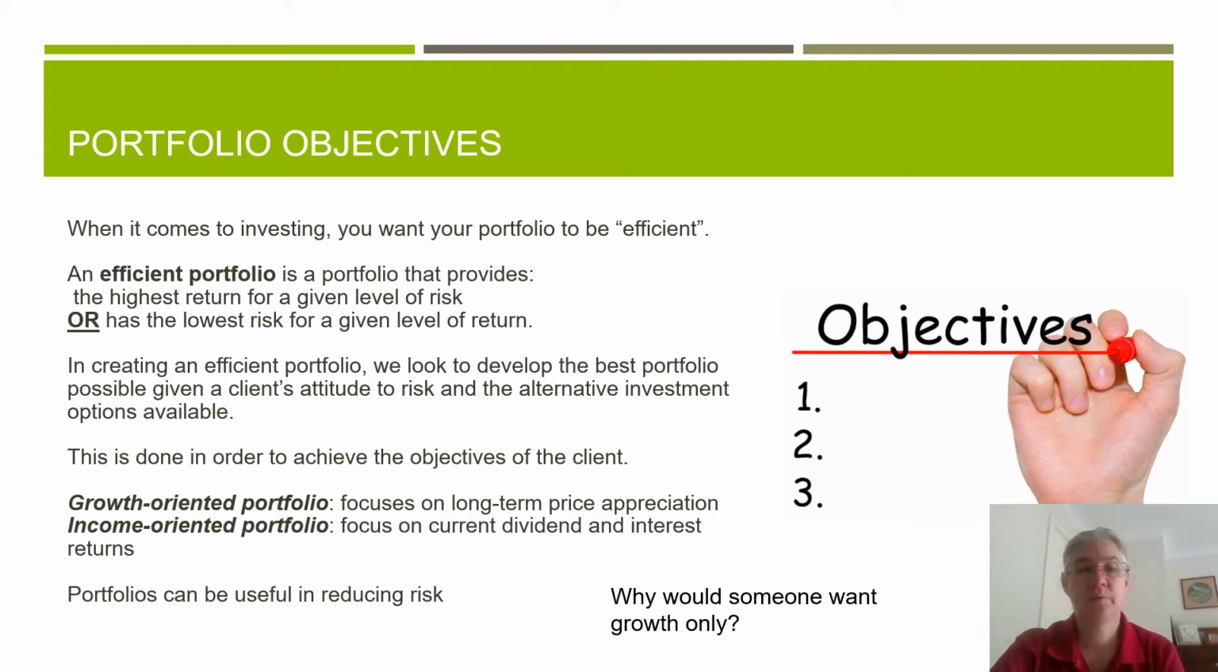There are 2 types of portfolios. The growth-oriented portfolio, so particularly looking at the future increase in the investments, or an income-oriented portfolio, so particularly wanting to get dividends from shares, high interest rates, so to produce an income as we go along. Why would someone choose to have growth only? So growth only, no income being generated. Think about that. I'll ask you more about that in class. So why would you want growth only?